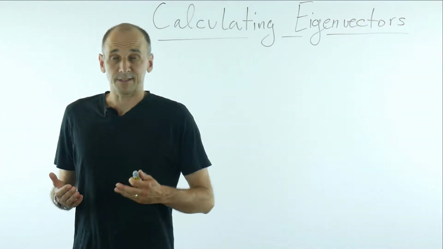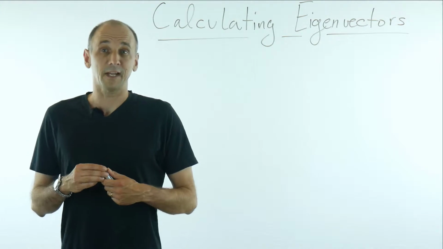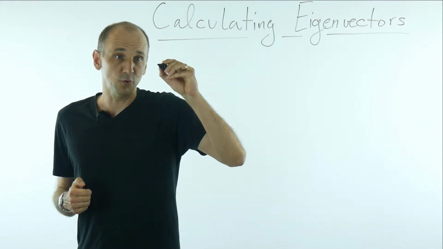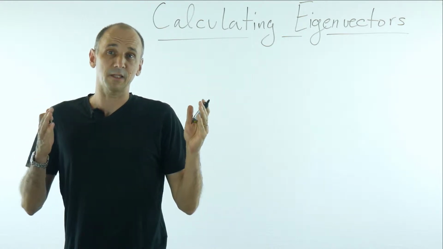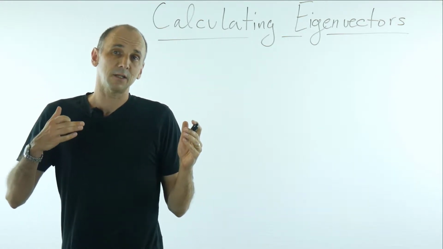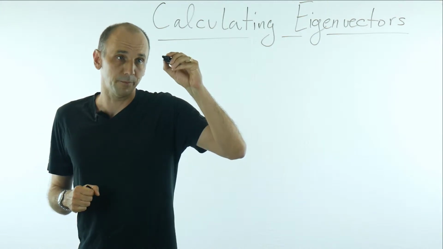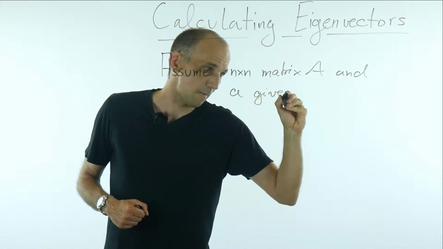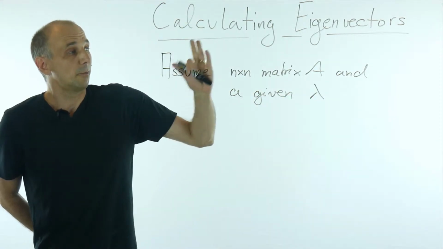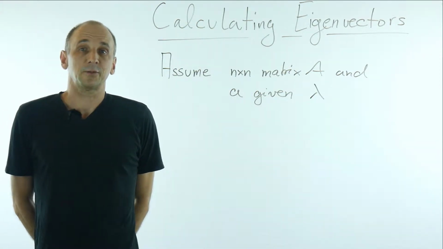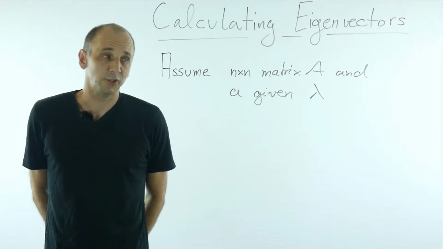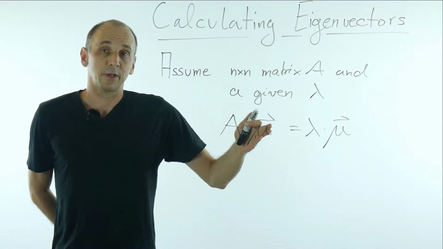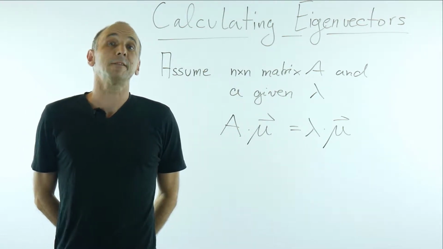So, the next step, once we know the eigenvalues, is to calculate the eigenvectors. So let's assume we know the n times n square matrix A, and we take one given eigenvalue lambda. From this, we can create the eigenvalue equation. And of course, the vector mu is our eigenvector.